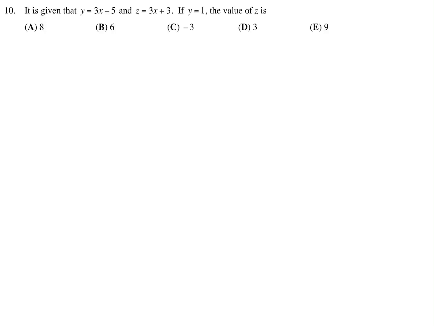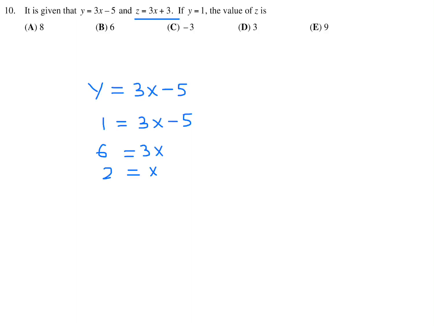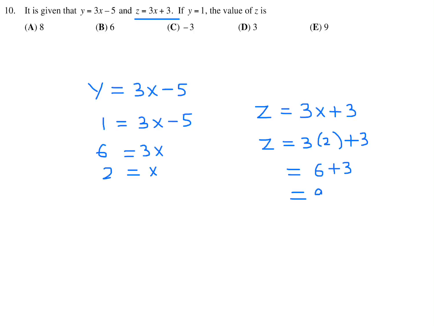It is given that y is equal to 3x minus 5 and z is equal to 3x plus 3. If y is 1, the value of z is. So y is equal to 3x minus 5, and they tell you that y is equal to 1. So I can use that to solve for x. Put minus 5 on the other side, we get 6, 3x, and therefore x is equal to 2. And now I can use that. z is equal to 3x plus 3, and therefore z is 3 times 2 plus 3, and that's 6 plus 3, which is 9. z is equal to 9. Number 10, therefore, is E.